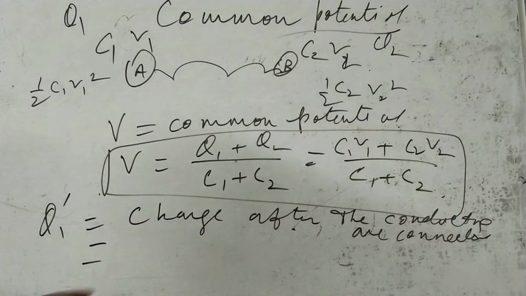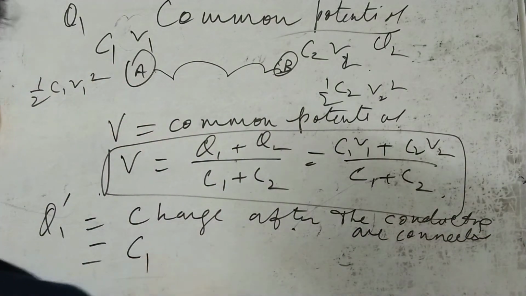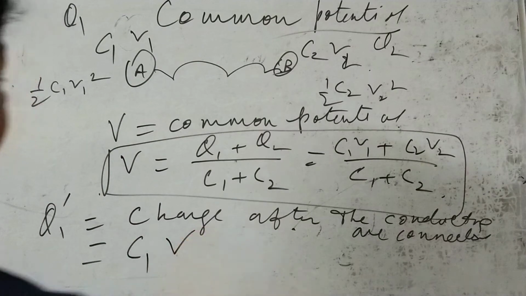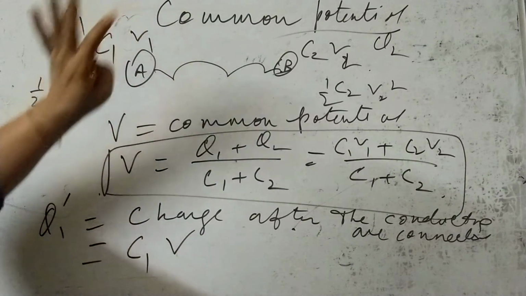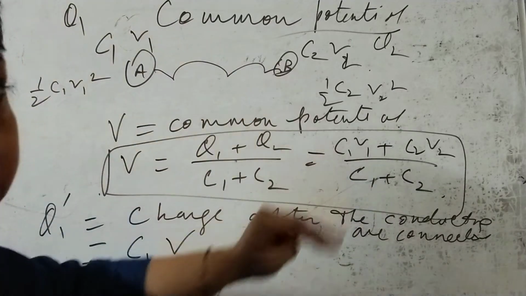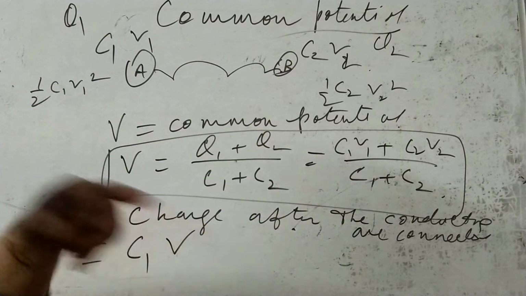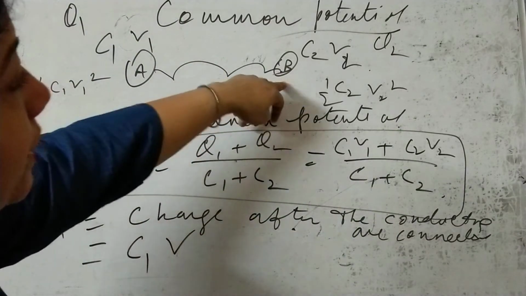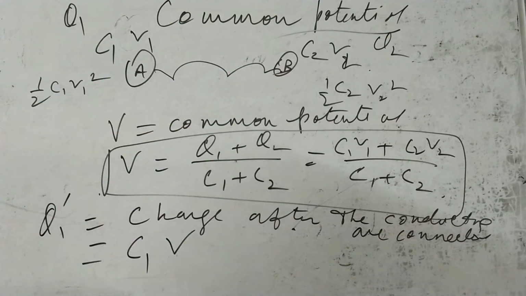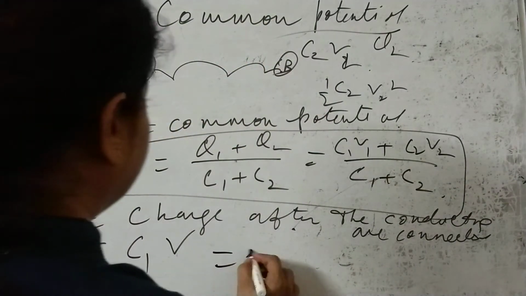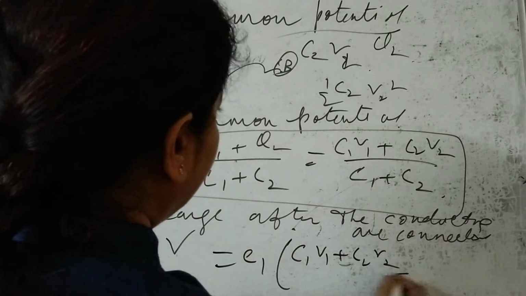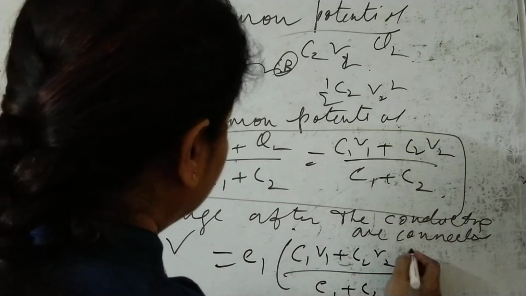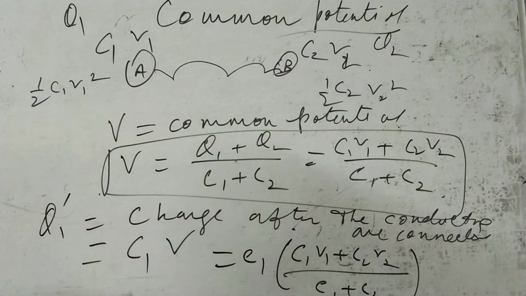So what will it be? It will be C1, its capacitance C1, and the common potential. Because now it cannot be the initial potential, since we are talking about it after they have been connected. So it is C1V. Similarly, when we talk of this, it will be C2V. And V is what? This is (C1 V1 plus C2 V2) divided by (C1 plus C2). Okay, so this is what you are getting.